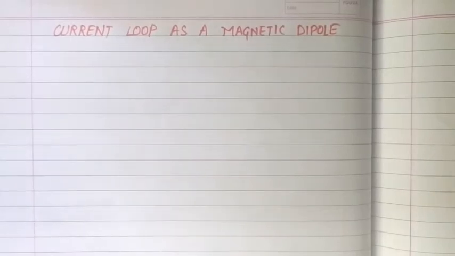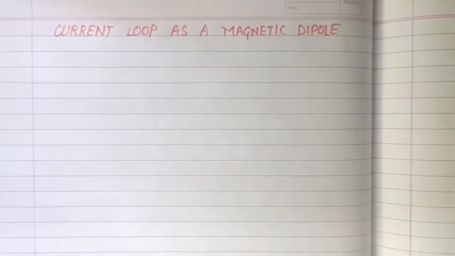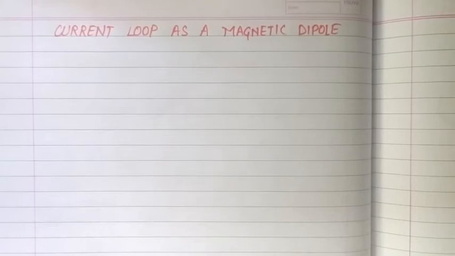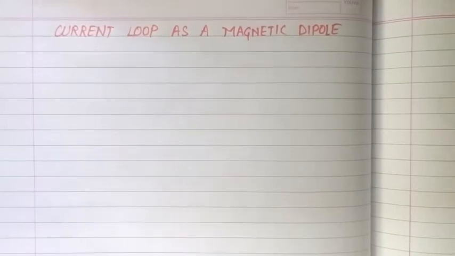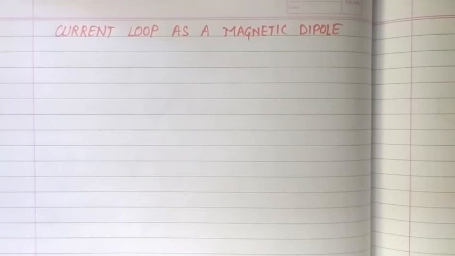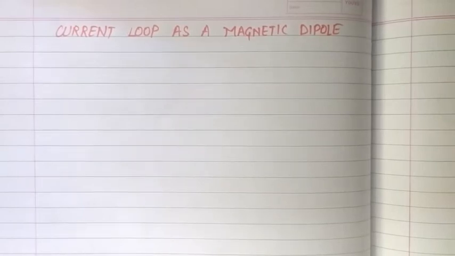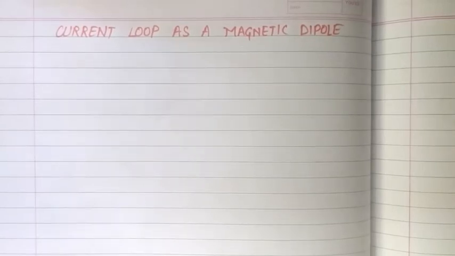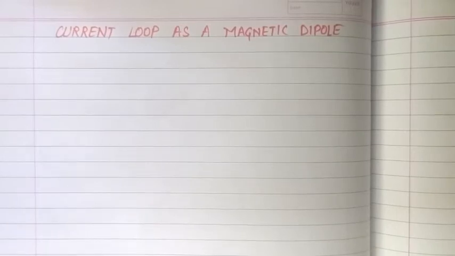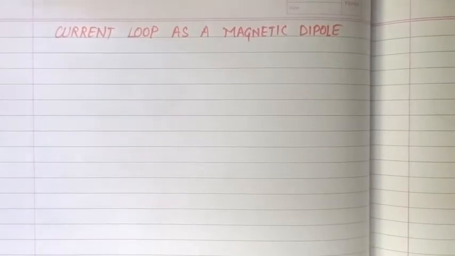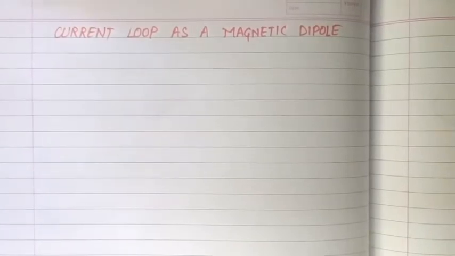Hello students, this video is about a current carrying loop and we are going to study how this current carrying loop behaves as a magnetic dipole, and we are also going to express a relation for its magnetic dipole moment. So the first thing that we are going to study is how this current carrying loop behaves as a magnetic dipole, and then we will write an expression for its magnetic dipole moment.